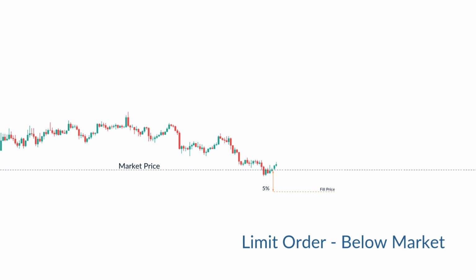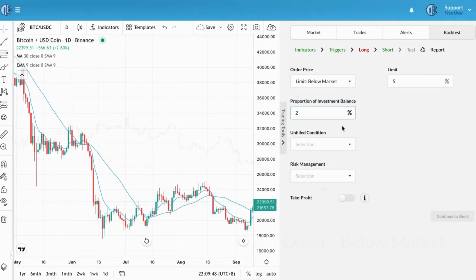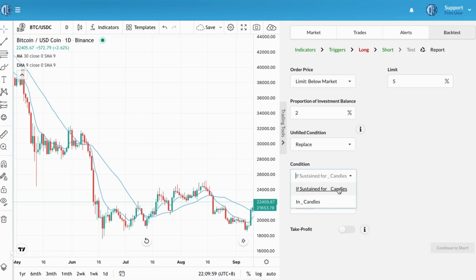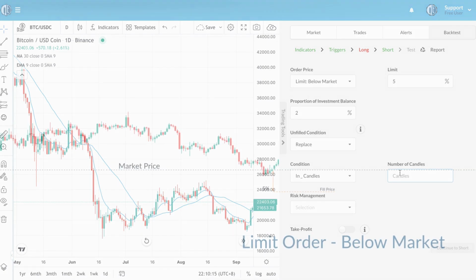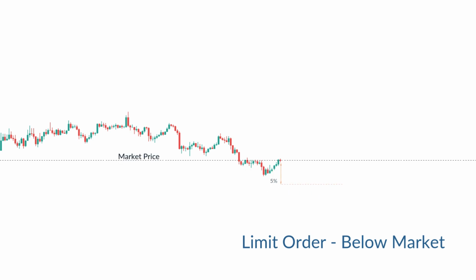Let's revisit the below market limit order that we explored earlier. If the price were to rise, the system is left with an open order that may not be filled for an extended period. This is where the unfilled condition comes in. You may choose to cancel the order entirely or replace the order in a given period. As the candlesticks represent a timeframe and it is possible to use varying candlesticks within a system, the value entered here will always represent the smallest candlestick selected in the long triggers. If we were to choose replace, we would be asking the system to replace the order price, so in this case, a limit below the new market price with the same order type after 4 one-day candles.